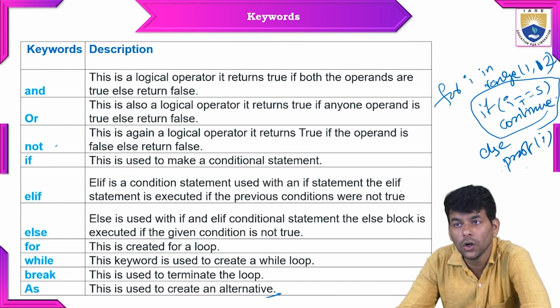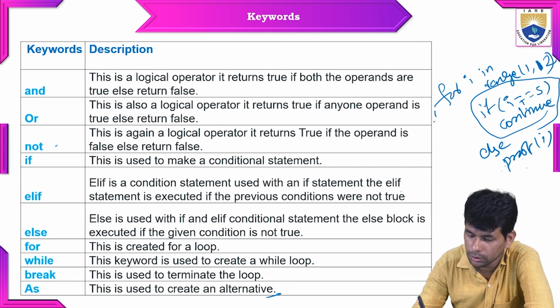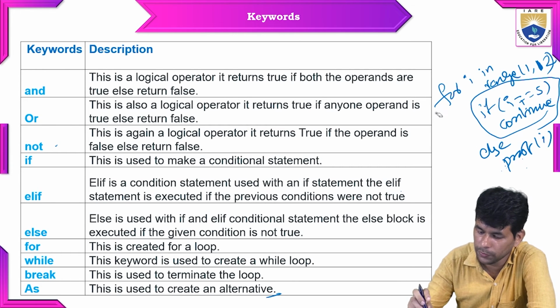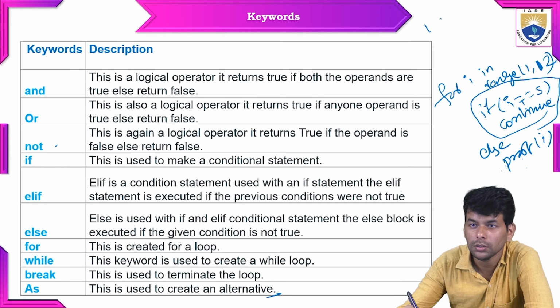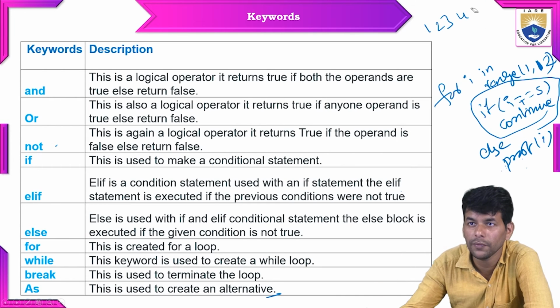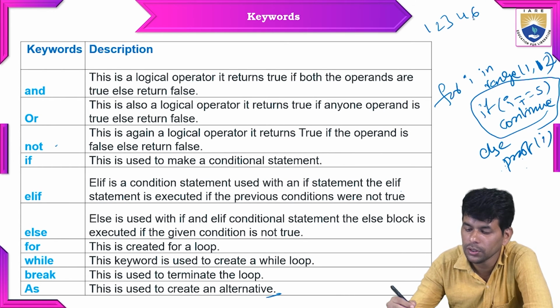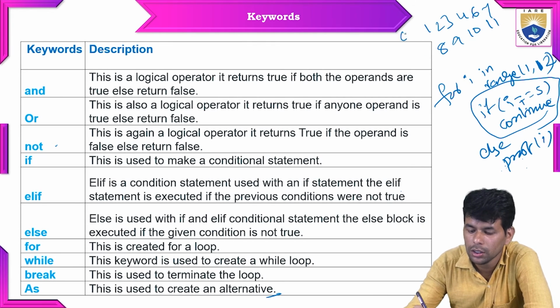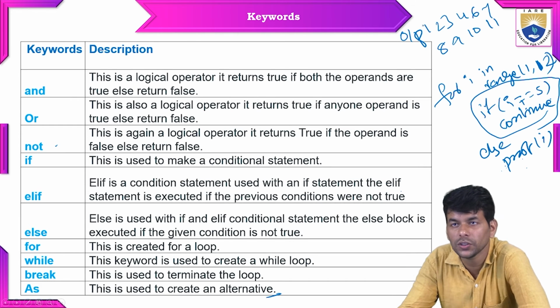So now what's the output? We will get 1, 2, 3, 4, 5. This particular 5 will not be printed here. After 4, it goes 6, 7, 8, 9, 10, 11. So this is the output which we got onto the screen here.